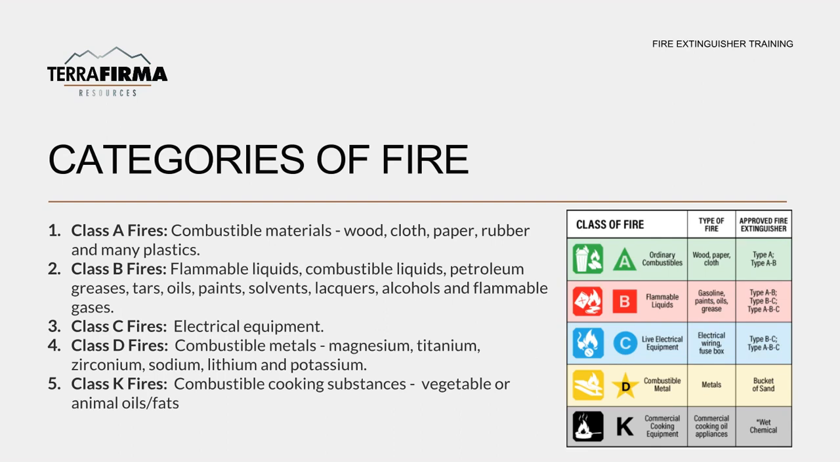Class C fires are formed from electrical equipment. Class D fires are formed from combustible metals, such as magnesium, titanium, zirconium, sodium, lithium and potassium. And lastly, Class K fires are formed from combustible cooking substances, such as vegetable or animal oils or fats.